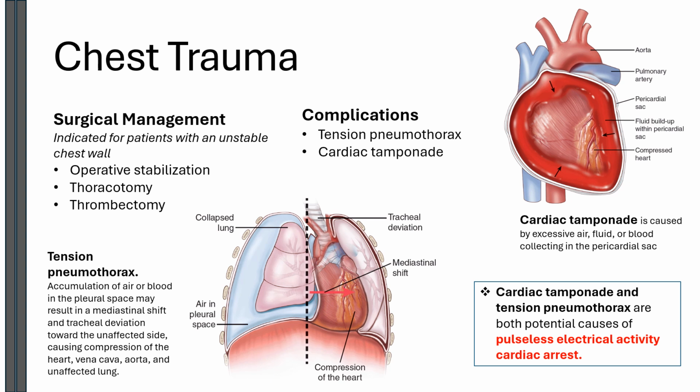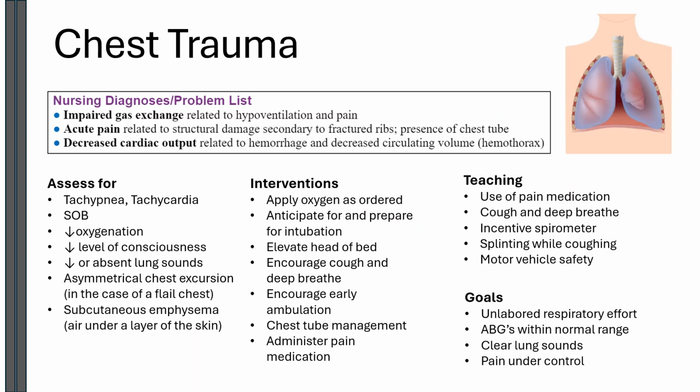Cardiac tamponade, that is when excessive air, fluid, or blood collects around the pericardial sac. So all of that pressure goes in on the heart. The heart cannot pump effectively. So we need to go in with a needle and aspirate that out. That is not done by the nurse, that is done by the provider. One thing to note is that cardiac tamponade and tension pneumothorax can cause cardiac arrest, pulseless electrical activity, PEA cardiac arrest, okay, specifically. So what do we do for this?